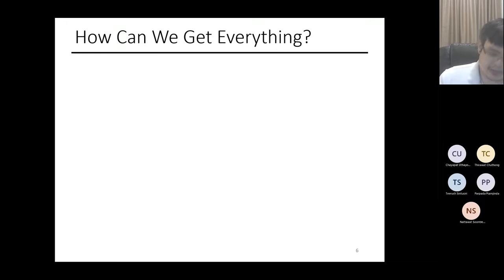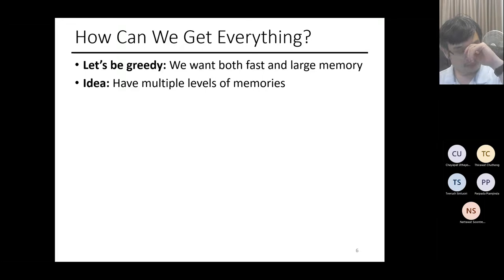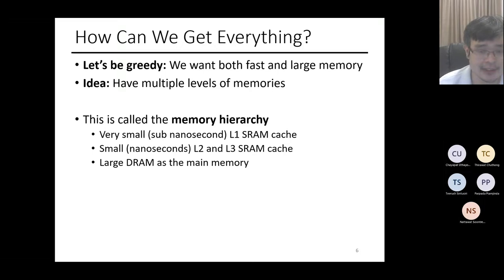And again, our goal is we want to have a fast memory, a cheap memory, and a lot of bandwidth. How do we get everything? So our goal is, hey, let's be greedy. We want both fast and large memory. Here's my idea. Basically, if you want a fast and large memory, you just have multiple levels of memory, where you have the cache using SRAM that is really small and operates in sub-nanoseconds as a level one cache. And then you go from there, have a bigger SRAM cache as level two and level three. And then if your data cannot fit in the level three, just go to DRAM, which is the main location where you can find your data, right?